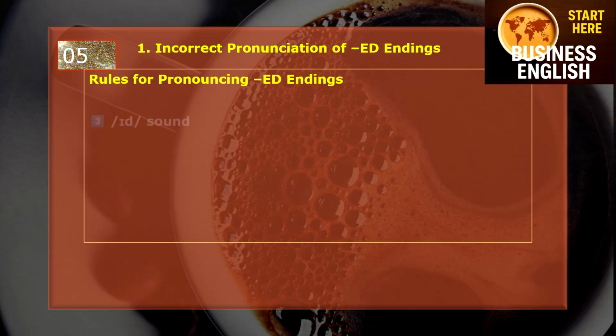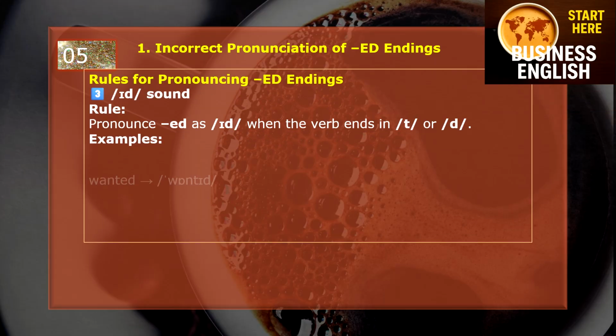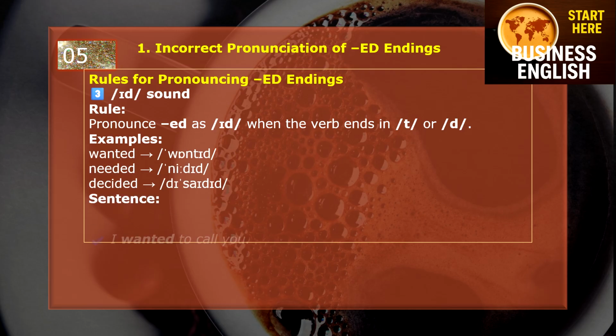Okay guys, and here is the third rule when it comes to ed endings. So we have the id sound. The rule will be pronounce ed as id when the verb ends in T or D. Examples: wanted, needed, decided. And our sentence is: I wanted to call you.